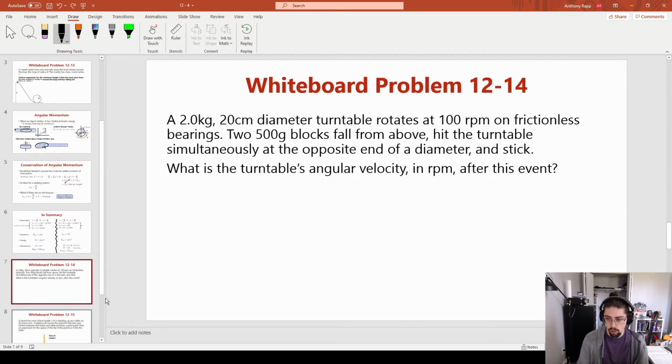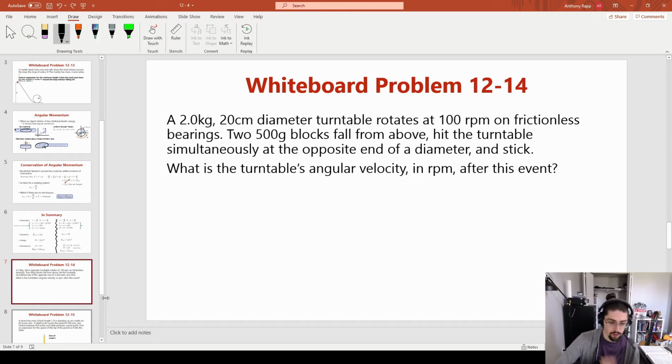So, I want to try this out. Let's imagine a 2 kilogram, 20 centimeter diameter turntable rotates at 100 RPM on frictionless bearings. That is to say, it is essentially a perpetual motion machine. We make it spin and it never stops spinning. 2 blocks, 500 grams each or 0.5 kilograms each, fall from above, hit the turntable simultaneously at opposite ends of the diameter, and stick. We've got some Gorilla Glue on the bottom of each of these things, and it's super fast drying, so it dries instantaneously.